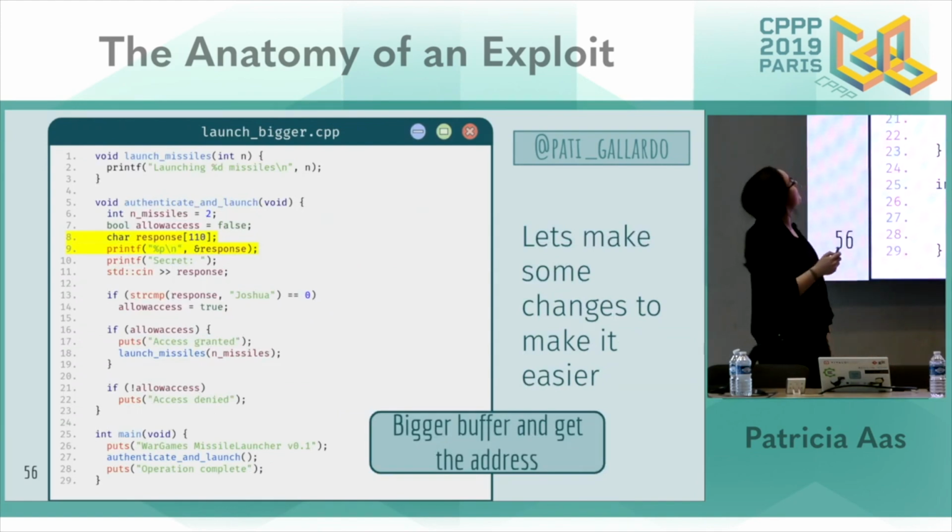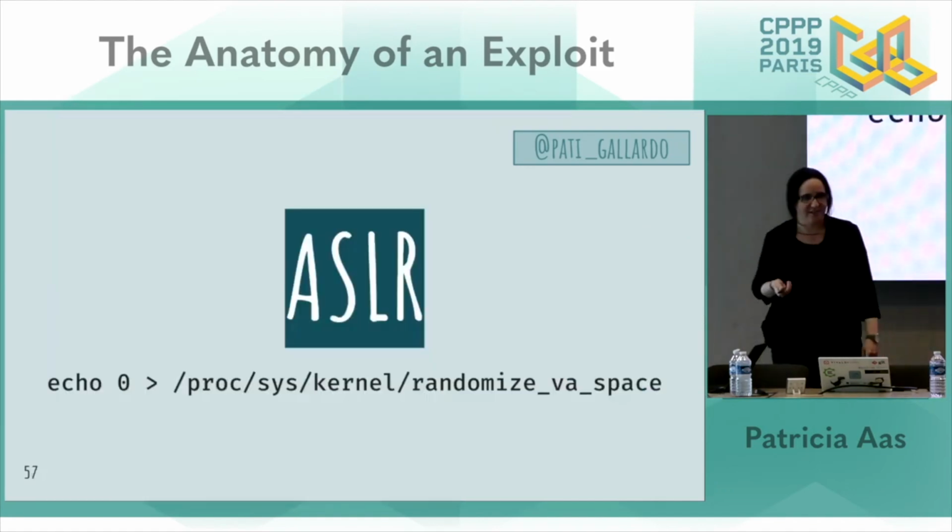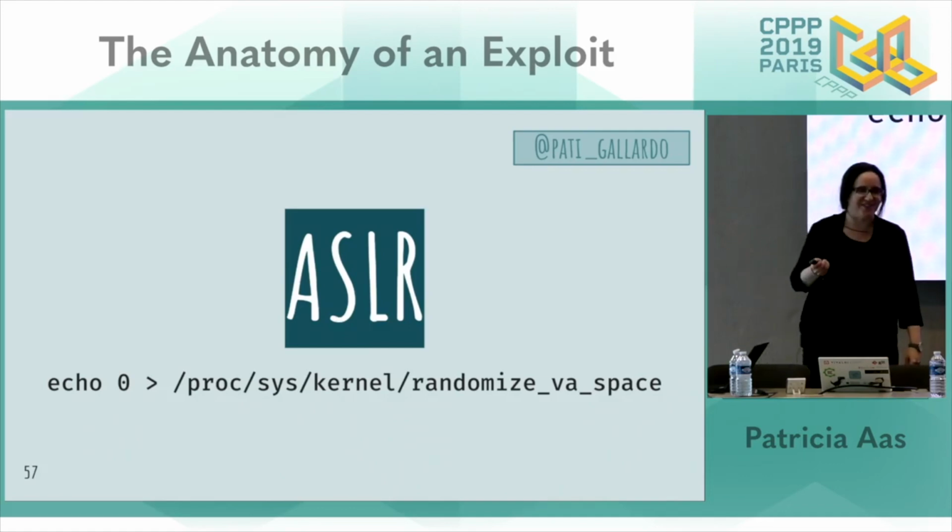To cheat a little bit, we're going to make the buffer a little bit bigger, and we're going to actually output the address. This is just to make it faster to do in the talk.